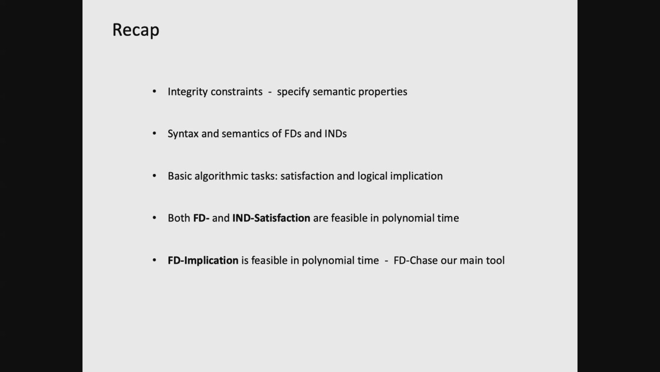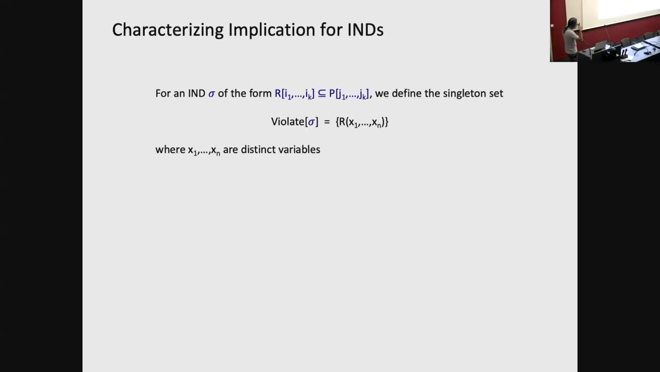Okay. Now, let's go then to the implication problem for inclusion dependencies. So the strategy that we are going to follow for that is the same as for functional dependencies. Given an inclusion dependency of this form, we are going to define this prototypical set again, which violates an inclusion dependency, and then try to convert that into a set that satisfies the inclusion dependencies and so on and so forth.